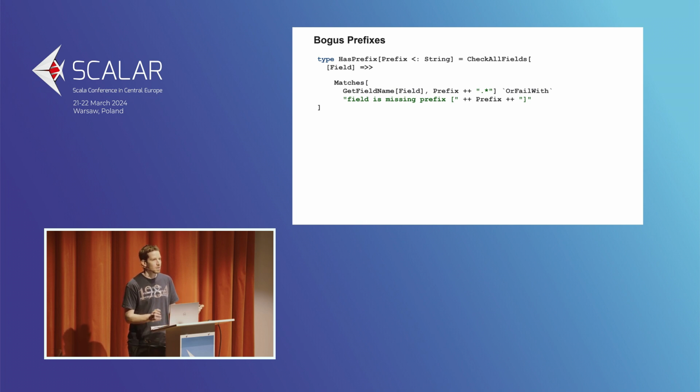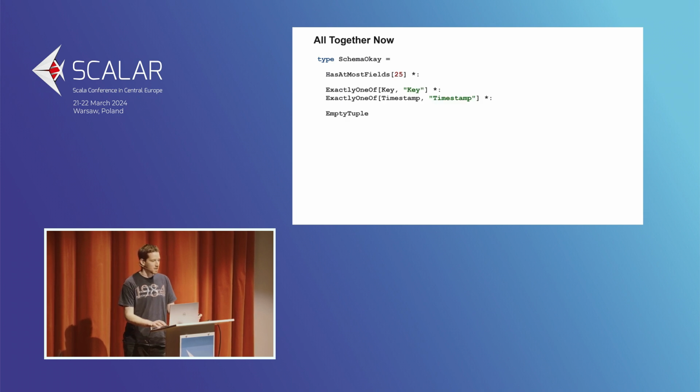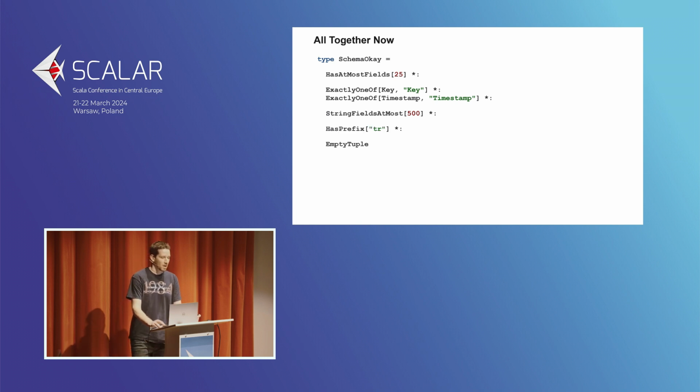So we can now collect all those checks into one single validation schema. We start with an empty tuple of checks, and then we're going to add them one by one. So we have at most 25 fields, exactly one of key and timestamp, strings are at most 500, and all fields have the prefix tr. And that's pretty much the description of all we want to do in a concise type level way, just like on the first slide. But the difference will be that when we run it, we'll get nicer errors.